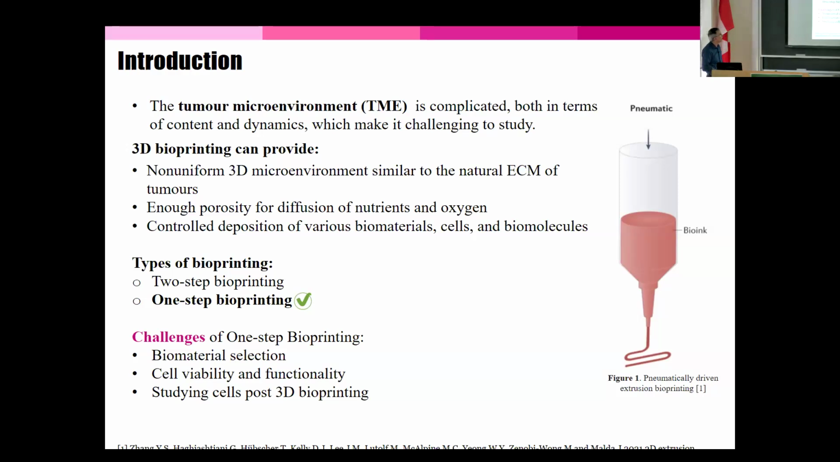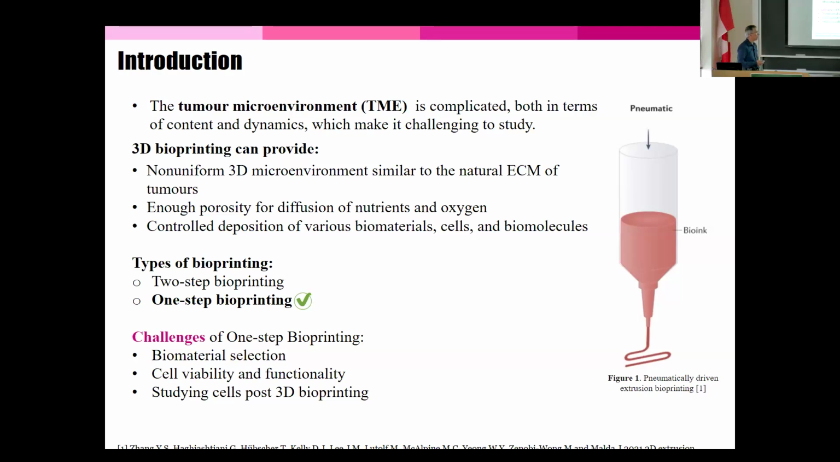So in bioprinting, there are usually two cases. One is what we call two-step bioprinting or one-step bioprinting. In two-step bioprinting, usually you have a scaffold that is pre-made, and then you start adding cells to that, and then you grow them. And in one-step bioprinting, you co-culture them all at the same time. So you add cells, biomaterial, everything you need in the nozzles, and then you print them at the same time, as you can see in that picture. But it has its own challenges.